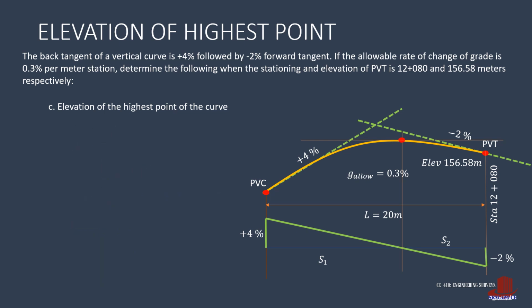Having known the height of the point from PVT, we can then take the elevation starting with the given 156.58 as elevation of PVT. Add y of 0.0667, which gives the elevation of the highest point, which is 156.6467 meters.